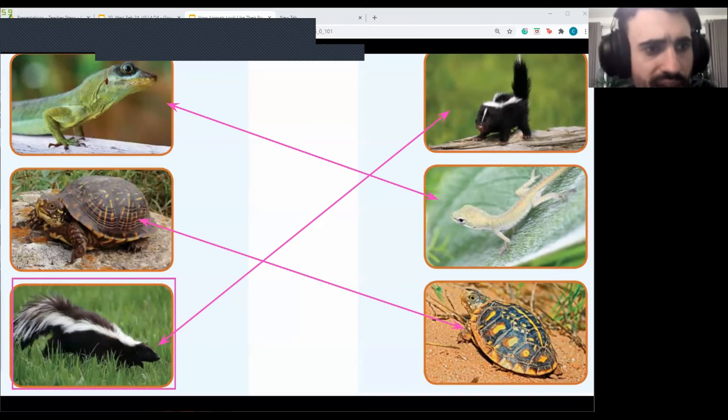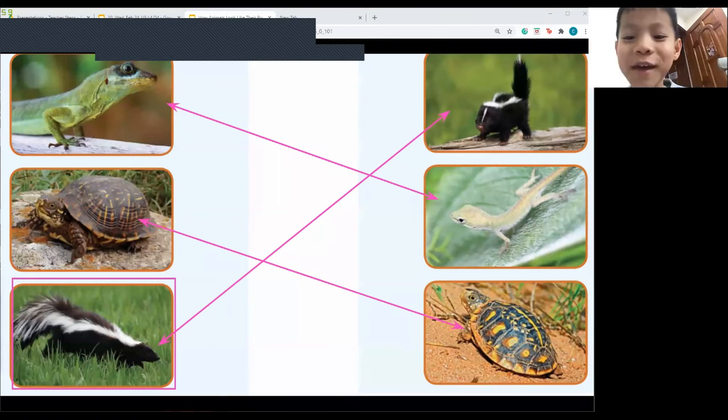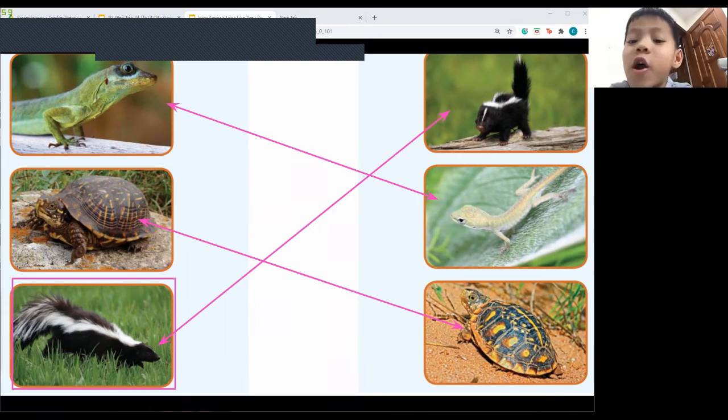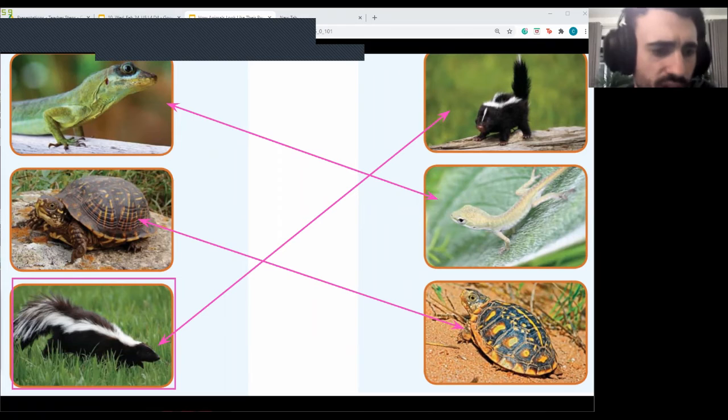Okay. QK was the first. He won. He was first. QK, what animal do you think this is? Is it a raccoon? It is not a raccoon. But could you tell me the body covering? What body covering does it have? It has fur.